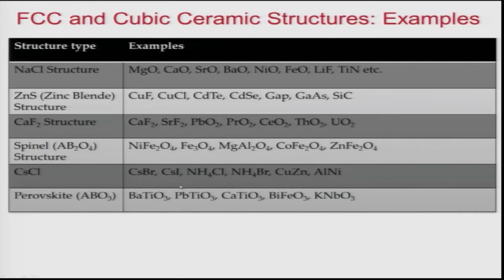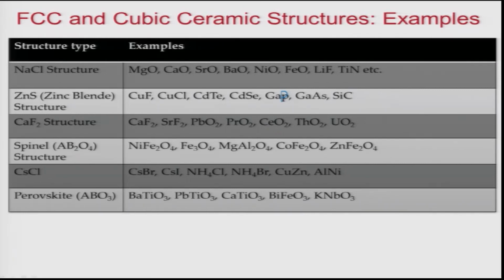So, just to summarize, there are a variety of these materials which we have discussed for ceramics which are ionically bonded. So, for example, NaCl structure is followed by materials such as magnesium oxide, calcium oxide, strontium oxide, etc. Zinc sulfide or zinc blende structure is followed by various materials: copper fluoride, copper chloride, CdTe, CdSe, gallium phosphide, gallium arsenide, silicon carbide, etc. Then the CaF2 structure, calcium fluoride structure, is followed by CaF2, SrF2, PbO2, PrO2, CeO2, a variety of oxides also follow the structure.